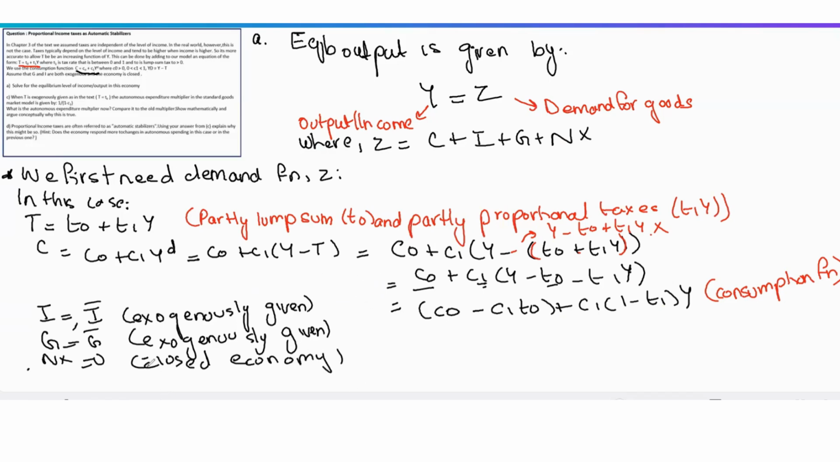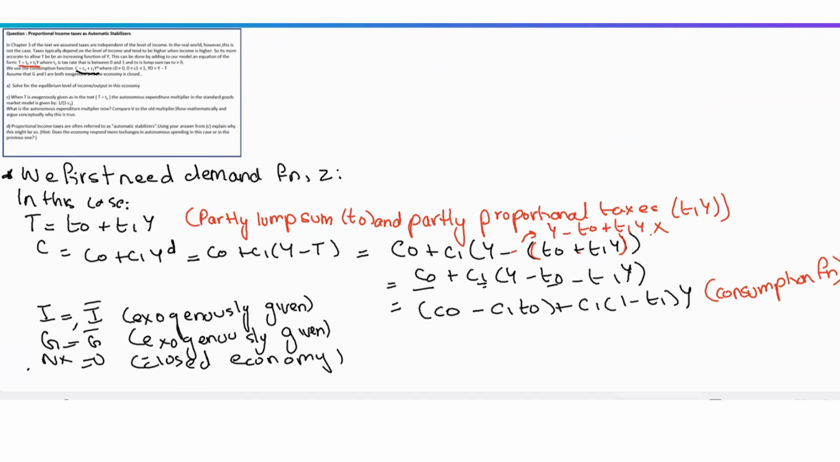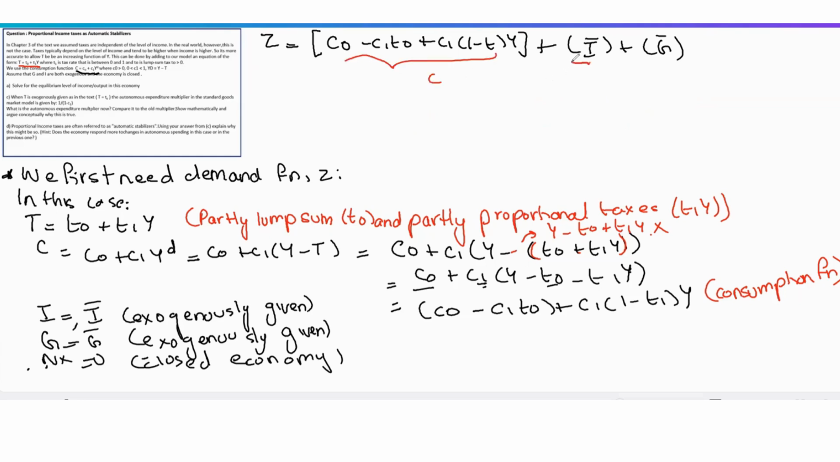Now we can find our demand function Z. Let's erase this much and find Z over here. We know Z is equal to C, and what is C given to us? C naught minus c1 t naught plus c1 (1 minus t1) y. So Z is equal to C plus I, which is I bar, plus G, which is G bar, and Nx is 0. So we found Z, equal to C plus I plus G.